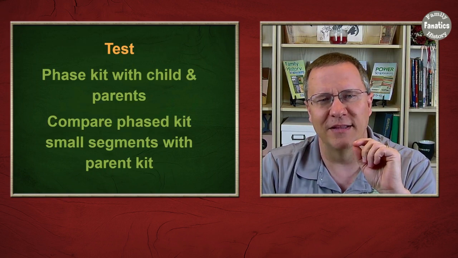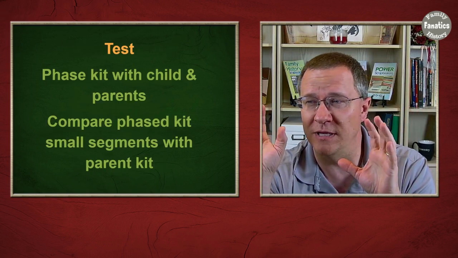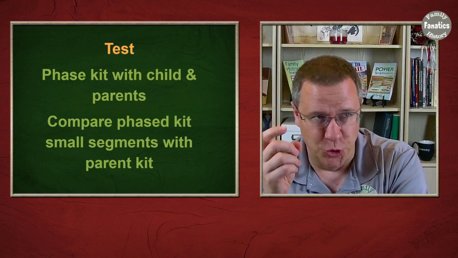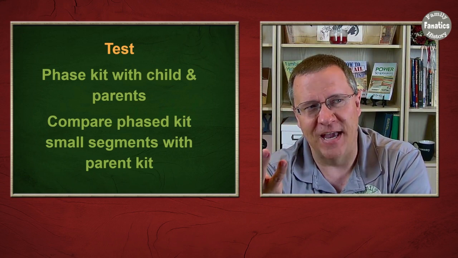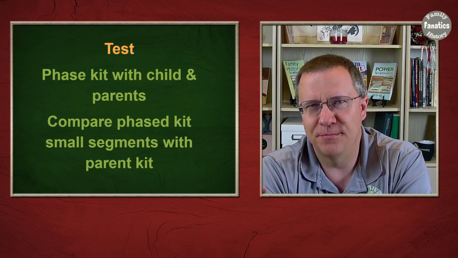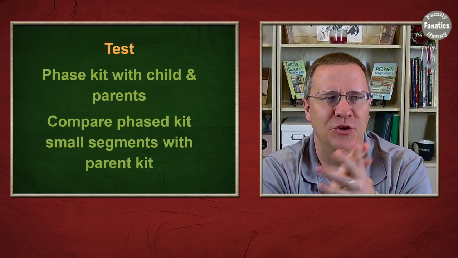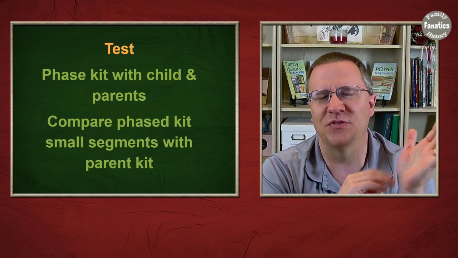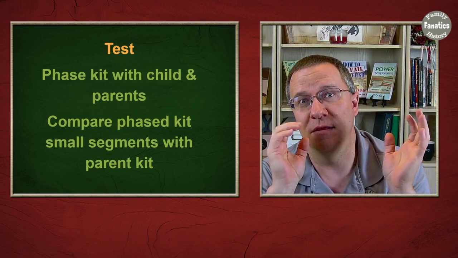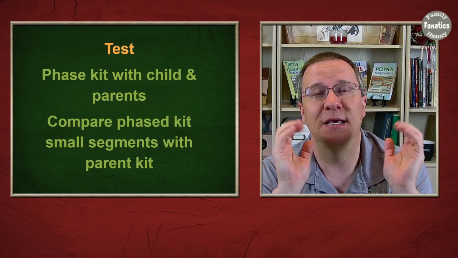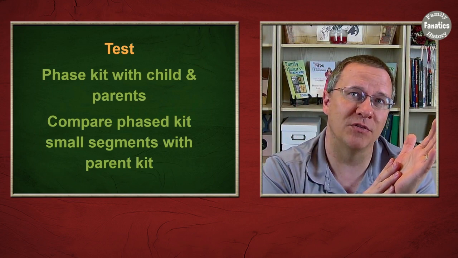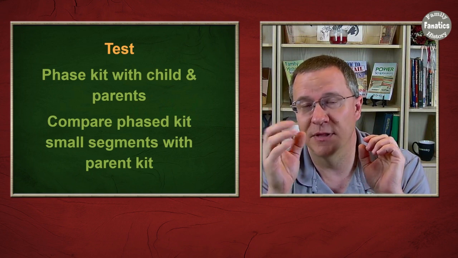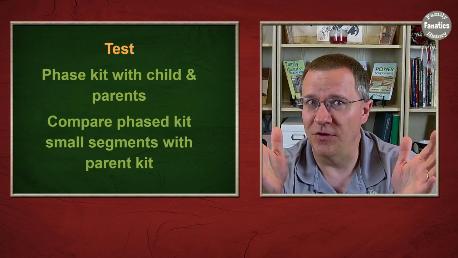Let's go and set the groundwork for the data and the testing that I did with this. I want to phase a kit with the child and parents, so that way I have phased data to use. And then I want to compare that phased kit's small segments with the parent's kit. Because if the phased kit's small segments don't show up with the parent kit, then it's a false segment still.